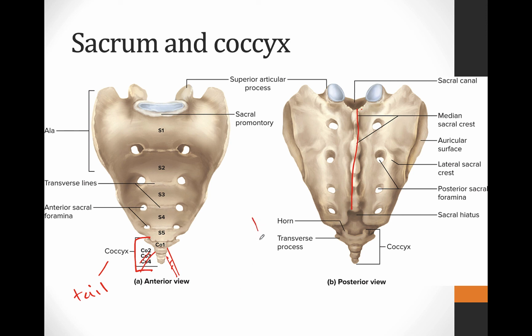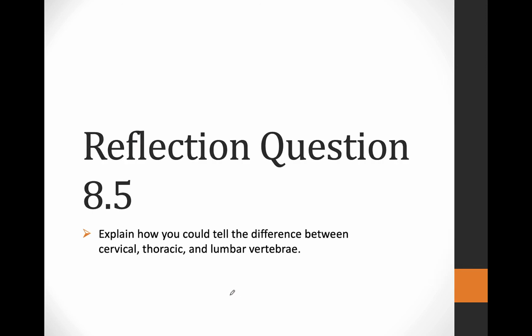So a woman's sacrum kind of curves in, and if that coccyx curves into the birth canal too much, then expelling the baby through the birth canal can sometimes break that coccyx too. So take a moment and reflect on the differences between the cervical, thoracic, and lumbar vertebrae.